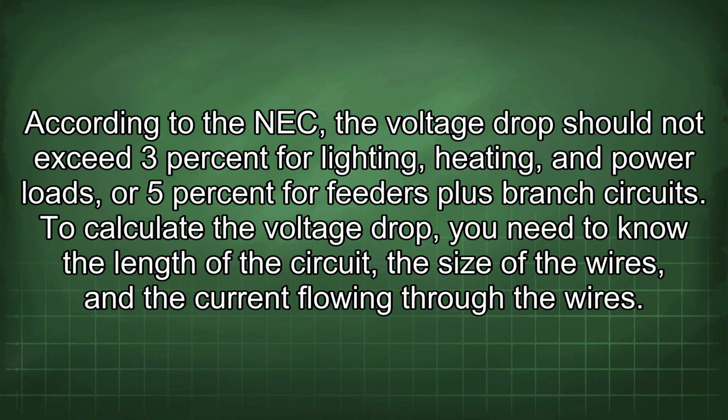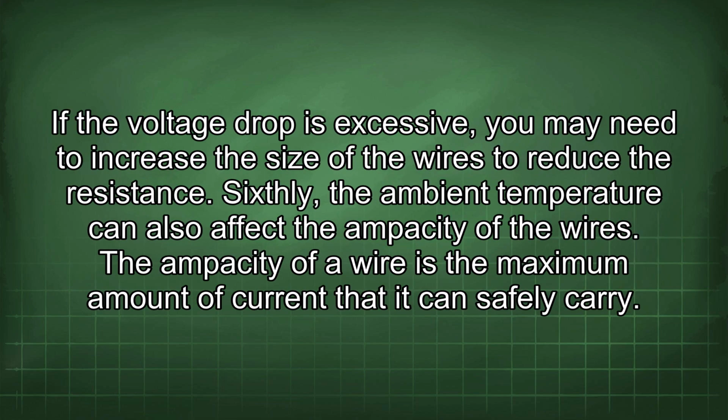According to the NEC, the voltage drop should not exceed 3% for lighting, heating, and power loads, or 5% for feeders plus branch circuits. To calculate the voltage drop, you need to know the length of the circuit, the size of the wires, and the current flowing through the wires. If the voltage drop is excessive, you may need to increase the size of the wires to reduce the resistance.